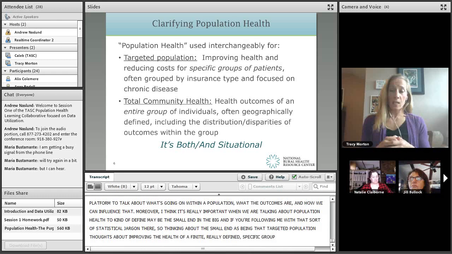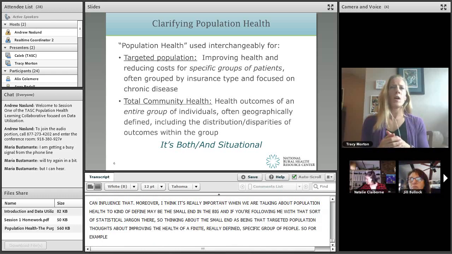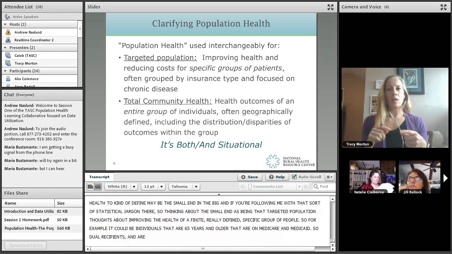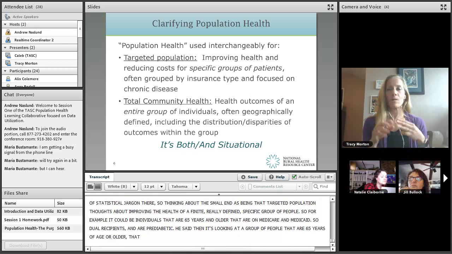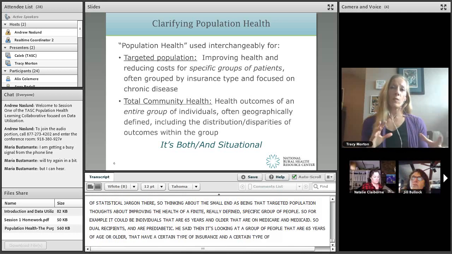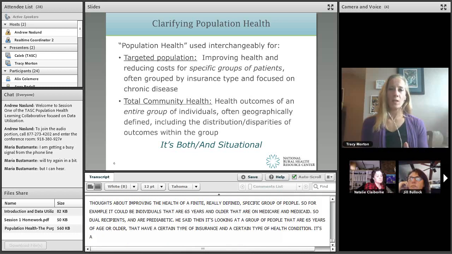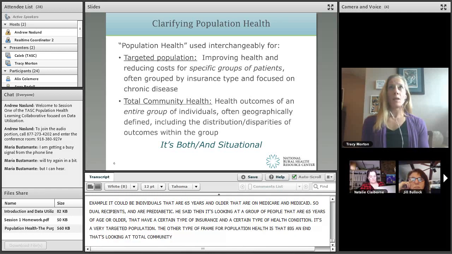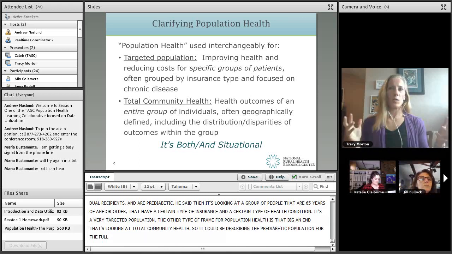Moreover, when we're talking about population health, it's important to define the small n and the big N, if you're following me with that statistical jargon. The small n is the targeted population. It's about improving the health of a finite, specifically defined group of people. For example, it could be individuals 65 years and older on Medicare and Medicaid, so dual recipients, who are pre-diabetic. So it's a group of people that are 65 or older, have a certain type of insurance, and have a certain type of health condition. It's a very targeted population.